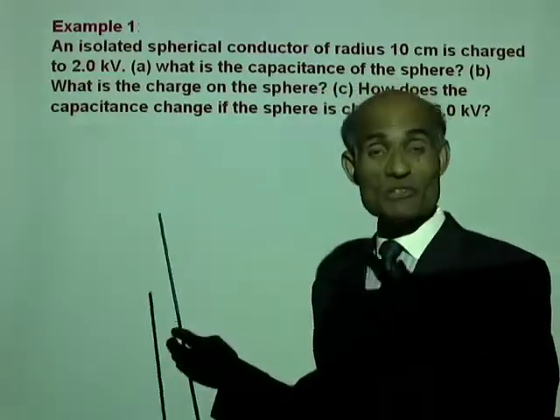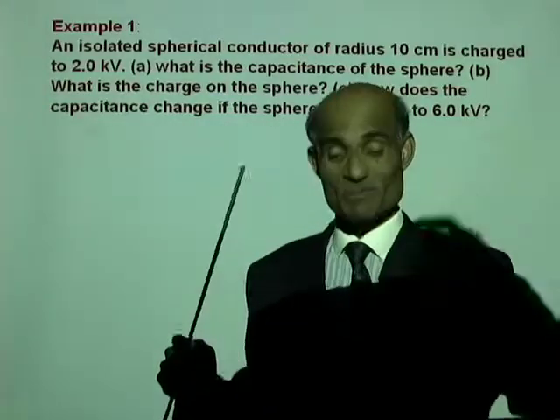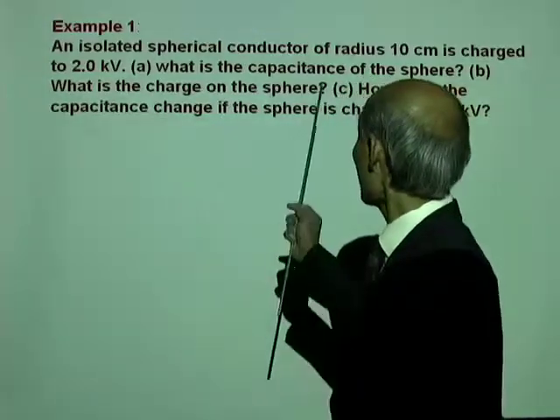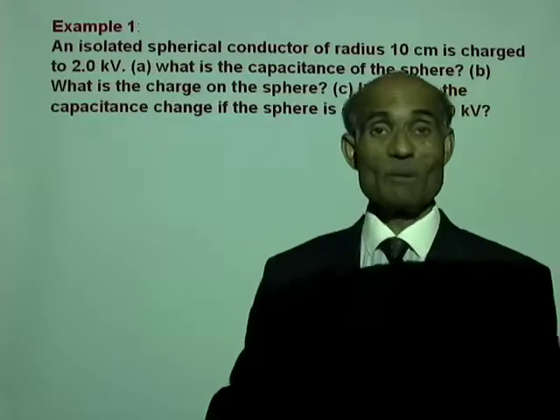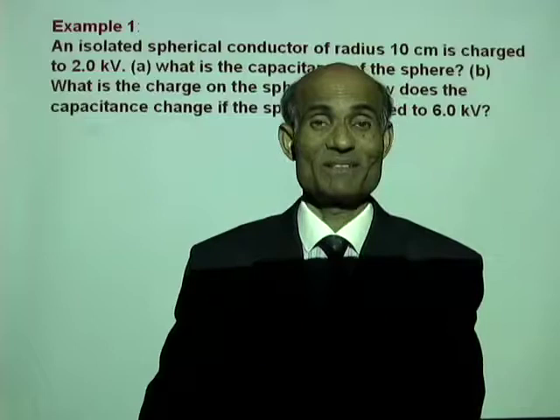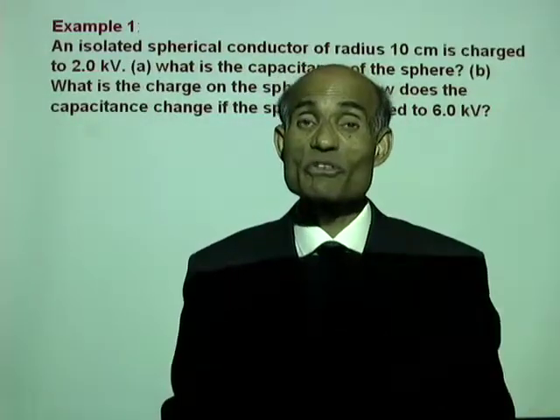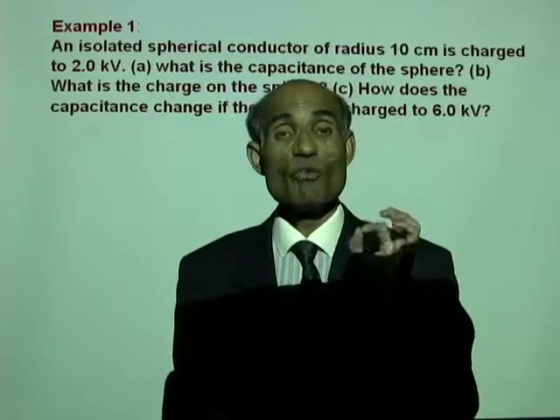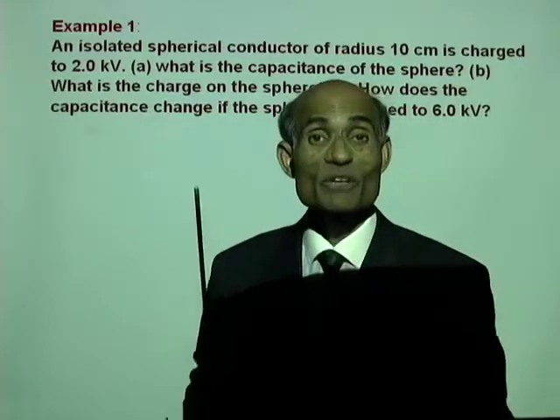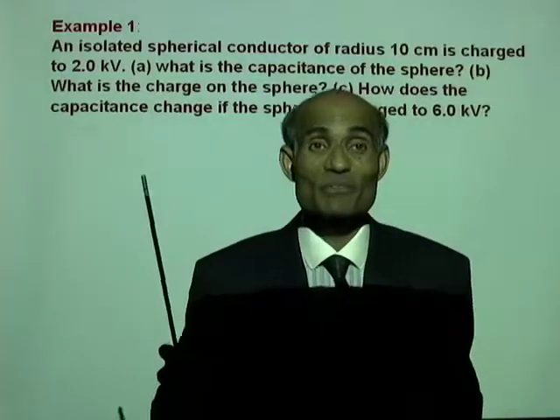Well, you can actually answer all of these questions in one line if you understand every concept we talked about so far. Now, what is the capacitance of the sphere? What is the equation for the capacitance of a spherical conductor, which we just obtained about 10 minutes ago? Capacitance of a spherical conductor is 4 pi epsilon naught r, where r is the radius. It depends only on its radius.